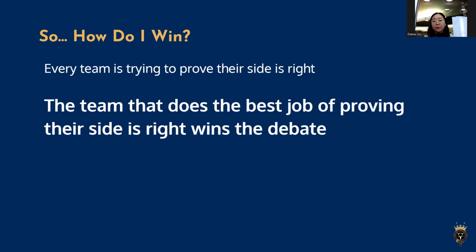So how do you win a round of CNDF? Both teams are trying to prove that their side is right, and the team that does the best job of proving their side wins the debate. In the BP seminar, we also talked about the axis of truth and importance. So you want to formulate an argument that is both true and important, and you can point out that your argument is more true and more important than your opponent's.